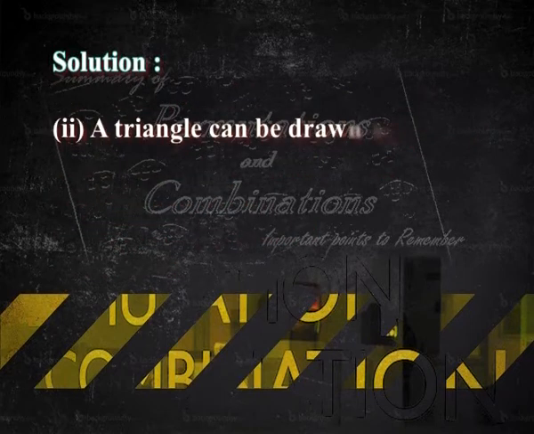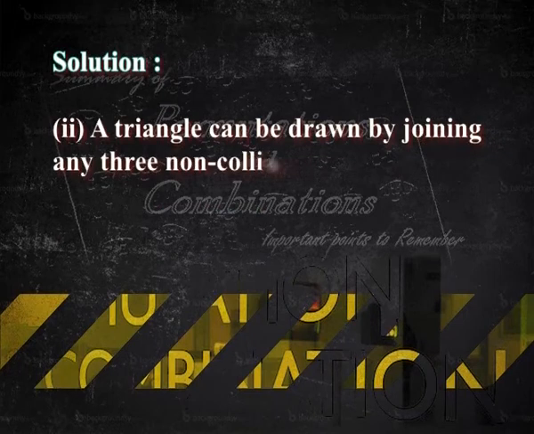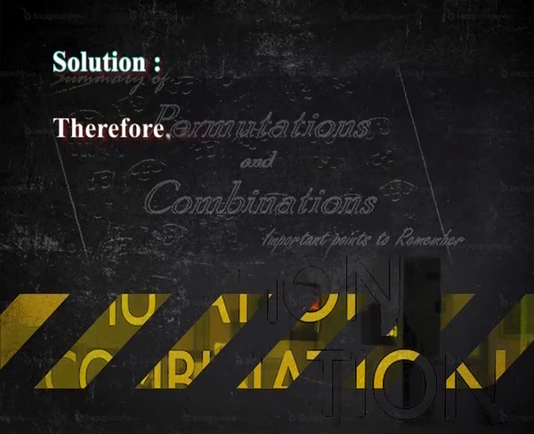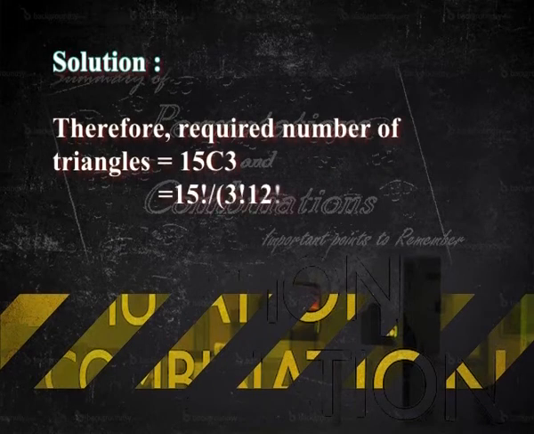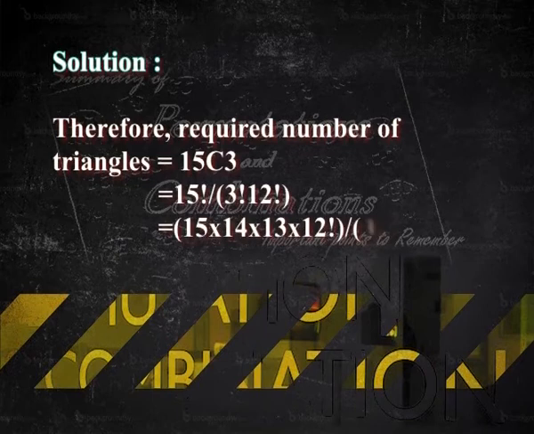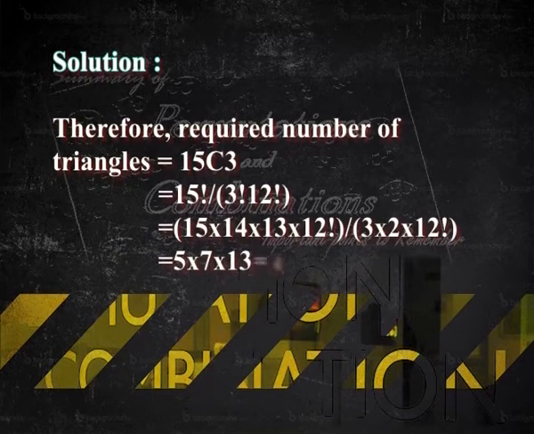Now let's see the second part of the solution. A triangle can be drawn by joining any 3 non-collinear points. Therefore, the required number of triangles will be 15 choose 3, which is equal to 15 factorial divided by 3 factorial into 12 factorial, which gives us 15 into 14 into 13 into 12 factorial divided by 3 into 2 into 1 into 12 factorial, which is equal to 5 into 7 into 13, that is equal to 455.